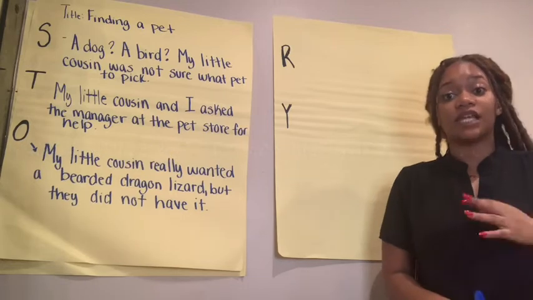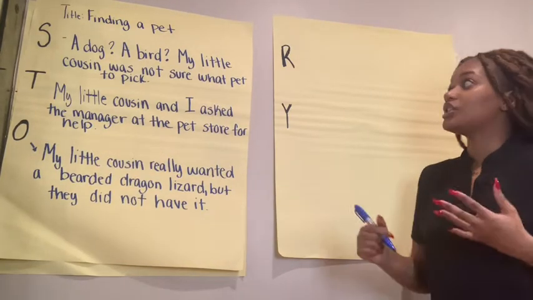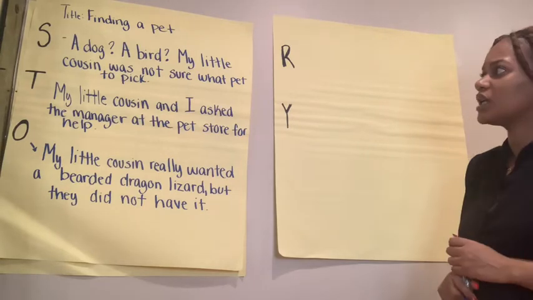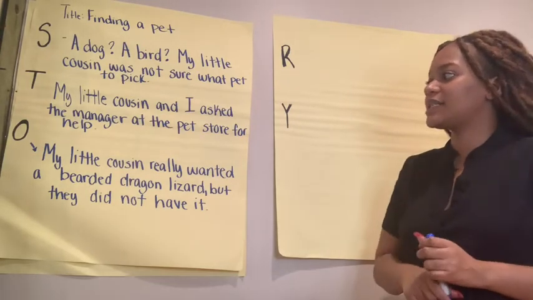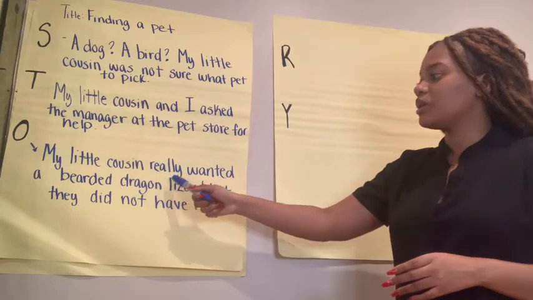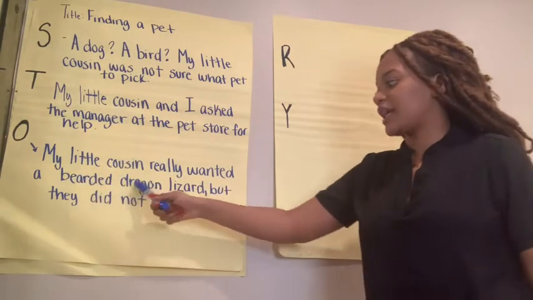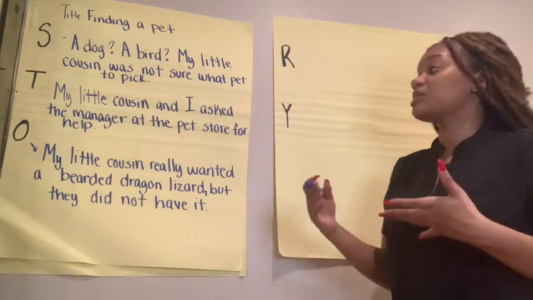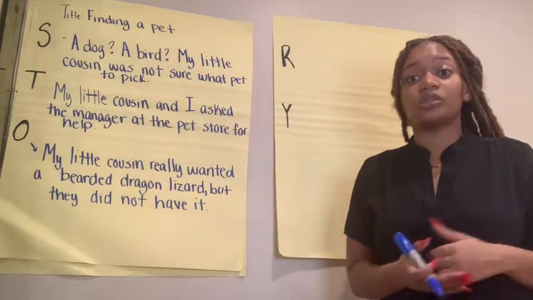We have completed the S, T, and O of my story, so we need to also work on the R and the Y, okay? Just to refresh our memory, we stopped with my little cousin really wanted a bearded dragon lizard, but they did not have it. Now we need to move on to the R, the resolution part of our story.